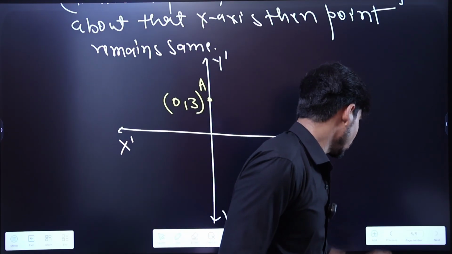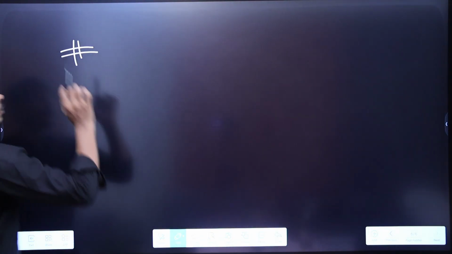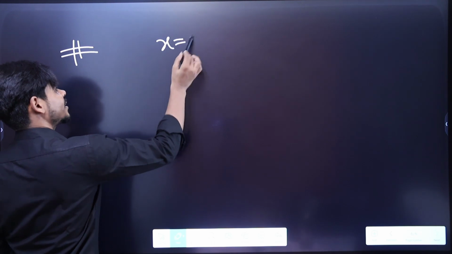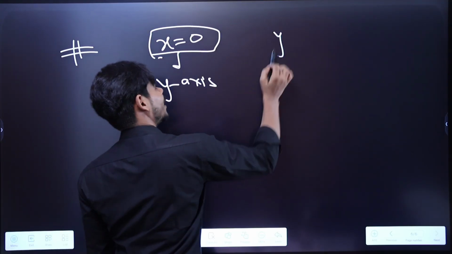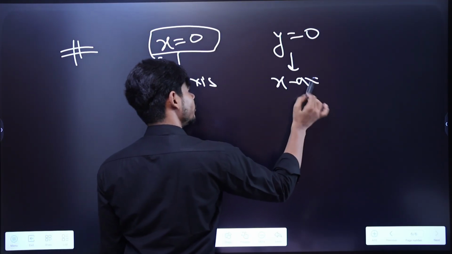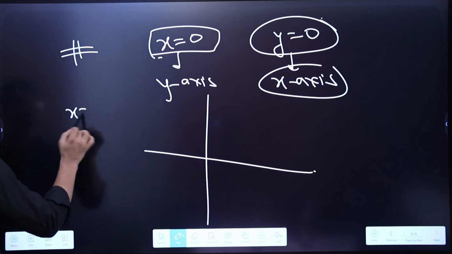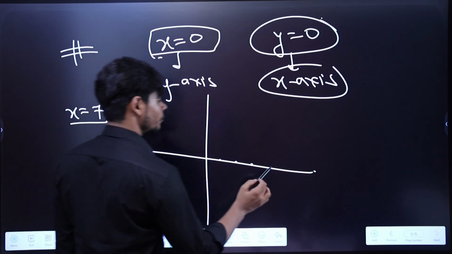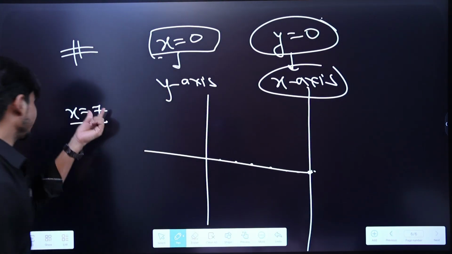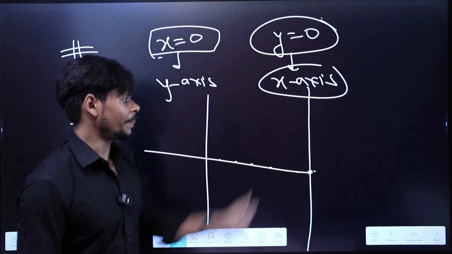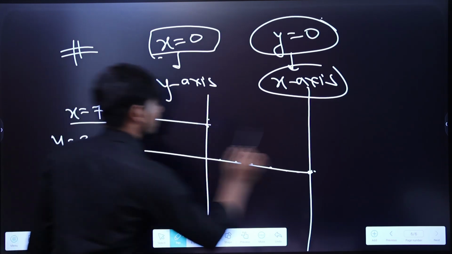for the chapter, but also one important thing to remember: sometimes we need to find these things also. If I say x is equal to 0, what does this mean? This means y-axis. You will say how? If I say y is equal to 0, what does this mean? This is x-axis. You will say how? Let me make you understand. If I say x is equal to 7, you will find 1, 2, 3, 4, 5, 6, 7, and you will draw a line parallel to the y-axis. If you are given the value of x, you will always draw parallel to the y-axis. If you are given y is equal to 3, so 1, 2, 3, parallel to the x-axis.